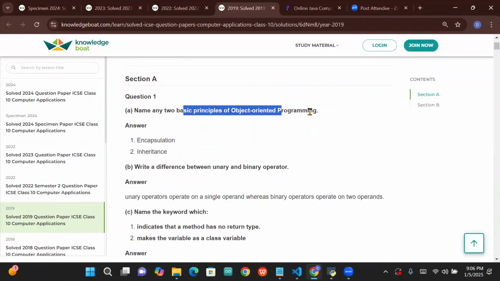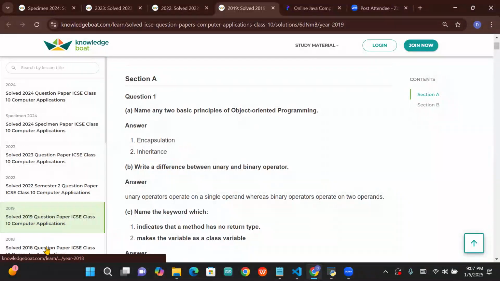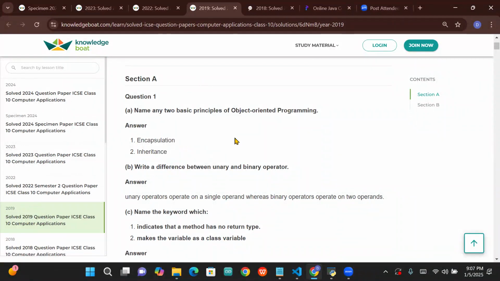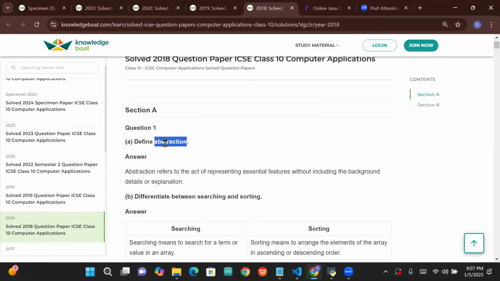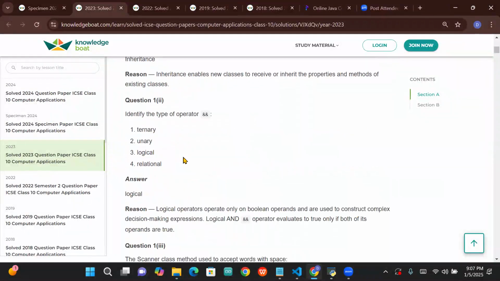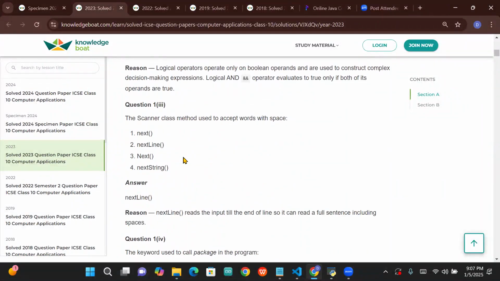See, name any 2 basic principles of object-oriented programming. You can write any two: encapsulation, inheritance, abstraction, polymorphism, right? You can see these things yourself. Define abstraction: abstraction is showing only the relevant properties and hiding the irrelevant things. Earlier they were asking this type of theoretical question also, but now they are asking MCQ-based questions only, so you will not face questions asking for the definition of abstraction.